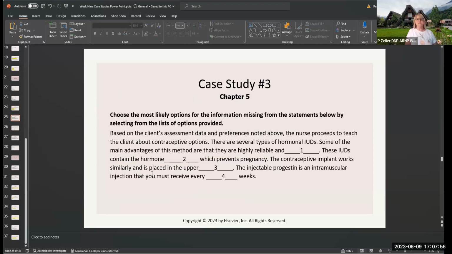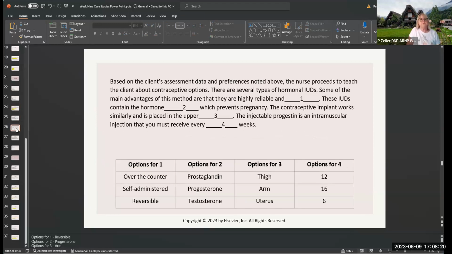Based on your client's assessment data and preferences noted above, the nurse proceeds to teach the client about the contraceptive options she has. There are several types of hormonal IUDs. Some of the main advantages of this method are that they are highly reliable and blank. So let's go to the next one.